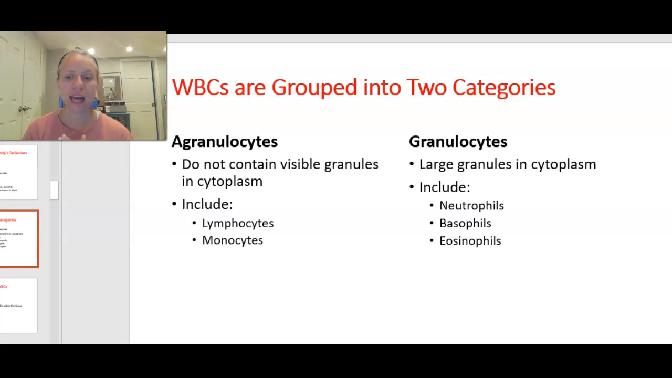And you'll notice that the agranulocytes are kind of easy to remember. They go together because they end with the term cyte. Lymphocytes and monocytes are agranulocytes. Granulocytes are going to be the phils: neutrophils, basophils, and eosinophils.